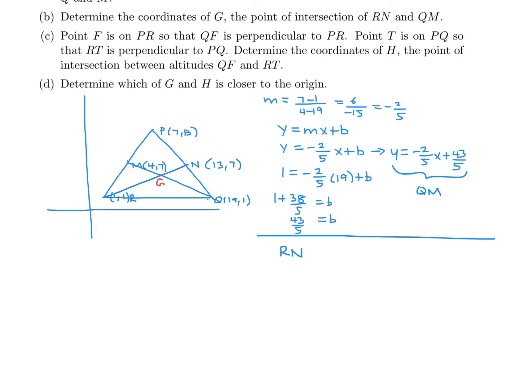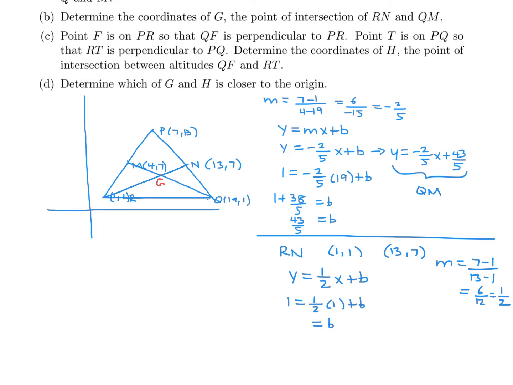RN. All right, so what are the points? 1, 1 and 13, 7. Same sort of story. The slope, rise over run, is 7 minus 1 over 13 minus 1. So that's 6 over 12, which is a half. Okay, so y equals mx plus b, so m is a half, and just substitute either of these points. I'll choose this one. 1 equals 1/2 times 1 plus b, so b is a half. So that equation is y equals 1/2 x plus a half.